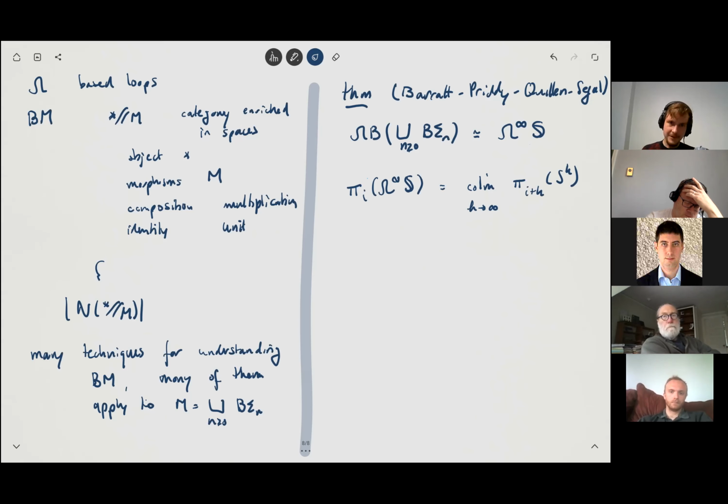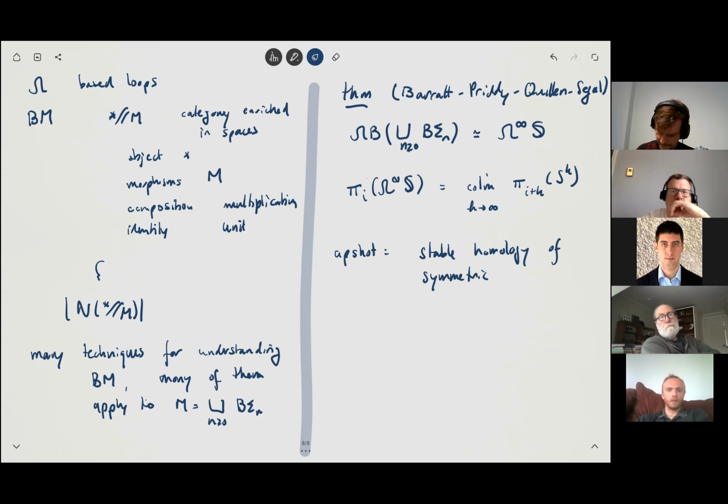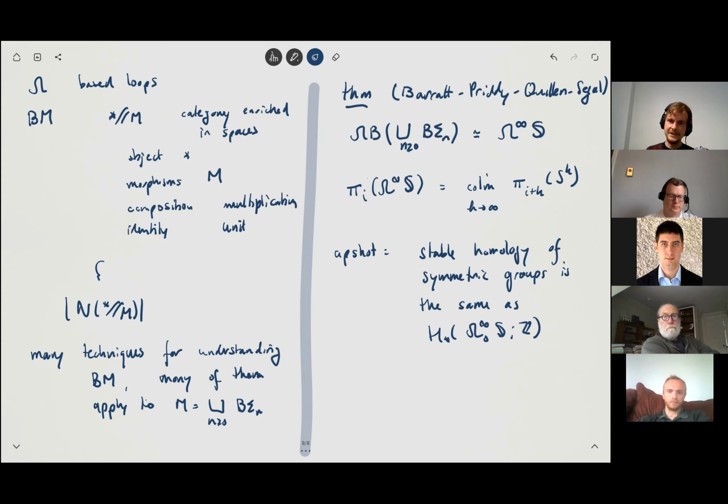Okay, so the upshot is that the stable homology of symmetric groups is the same as the homology of a single component of this space, and hence closely related to the stable homotopy groups of spheres.